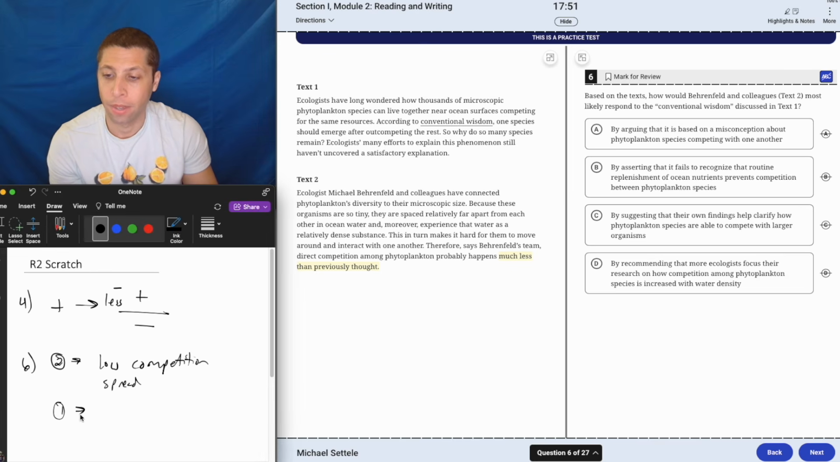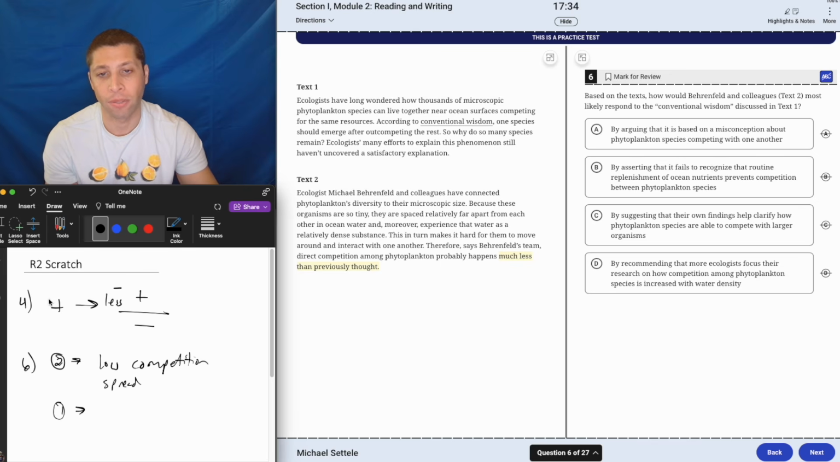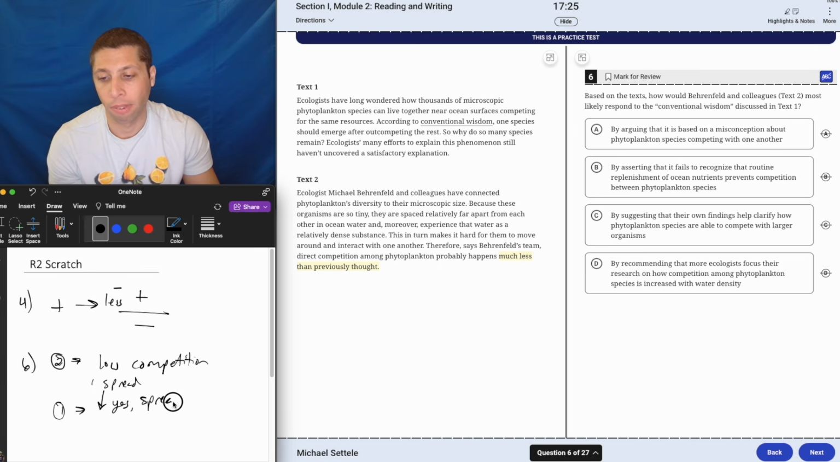Let's see. Ecologists have long wondered how thousands of microscopic phytoplankton species can live together near ocean surfaces competing for the same resources. According to conventional wisdom, one species should emerge after outcompeting the rest. So why do so many species remain? Ecologists made many efforts to explain this phenomenon, still haven't uncovered a satisfactory explanation. So he would say, yes. There is an explanation. They're spread out. So they don't compete, right?